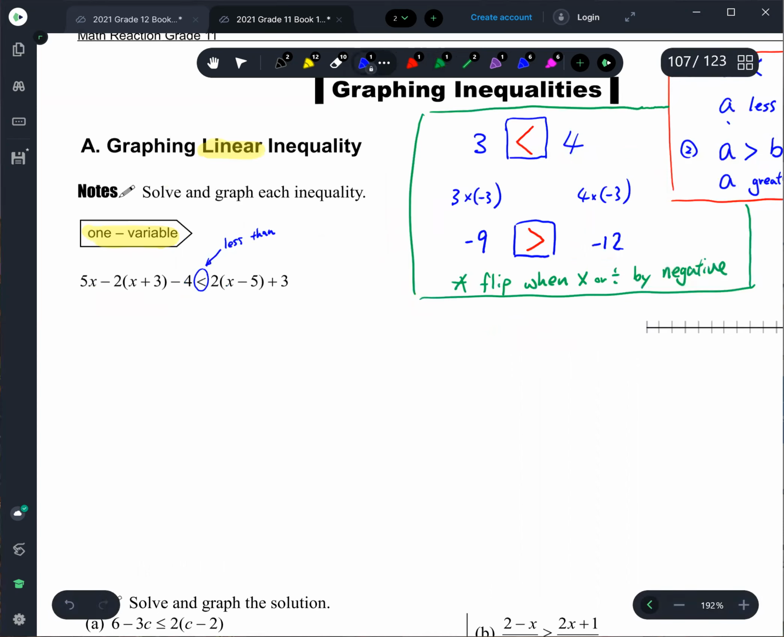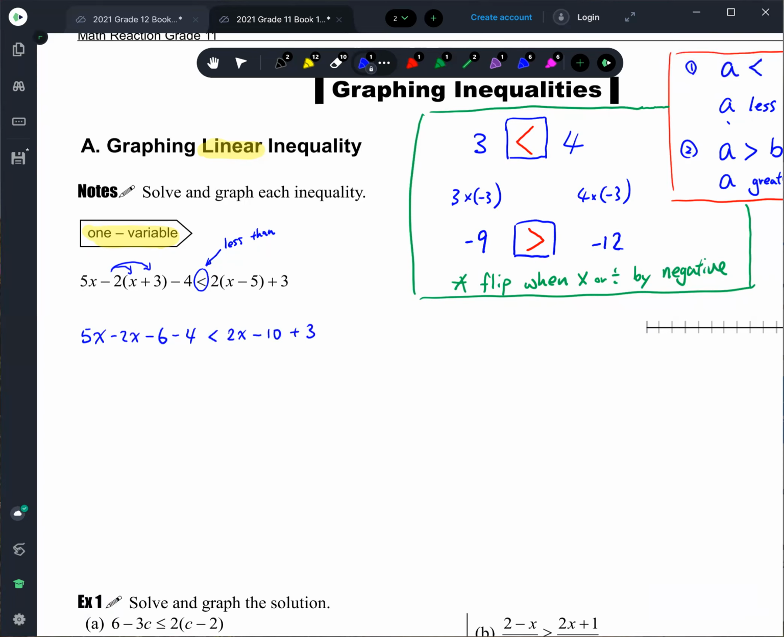Okay, so we can start by expanding, getting rid of the brackets. On the left side, 5x stays there. -2 will multiply in, so you get -2x minus 6 minus 4. Less than, the 2 goes in, right? So 2x minus 10 plus 3. Okay, so far we don't need to flip because we didn't multiply or divide by a negative on both sides. I'll let you complete the rest.